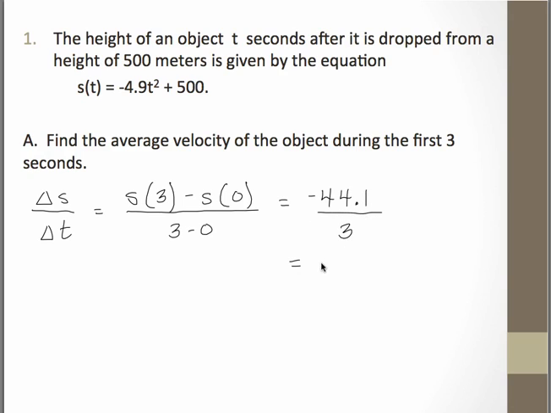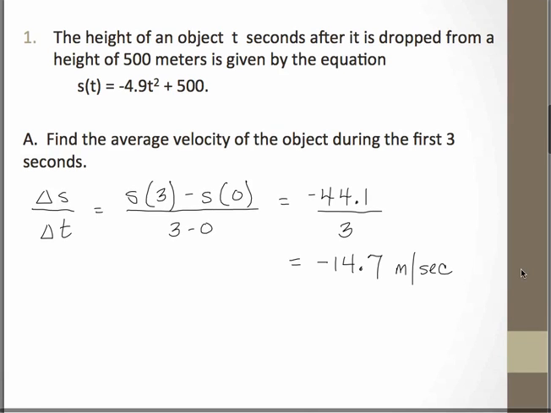So that works out in the end to a negative 14.7, and the units of measure on this would be meters per second. So remember what it means when we have a negative velocity in this case. That tells us that the object is going downward, which makes sense because we know this object was dropped from a height of 500 meters, so that very much does make sense.